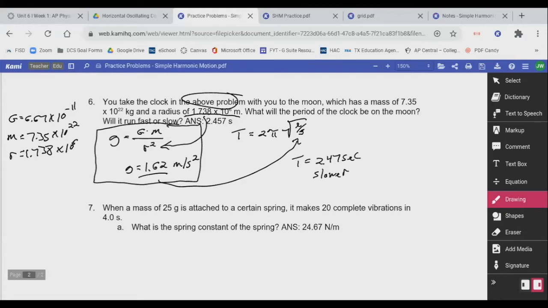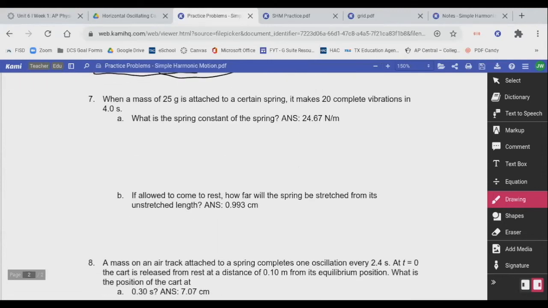Let's look at number 7. When the mass of 25 grams is attached, right away, I need to make an adjustment. We don't work in grams, we work in kilograms. So off to the side, I'm going to say mass is equal to 0.025 kilograms.